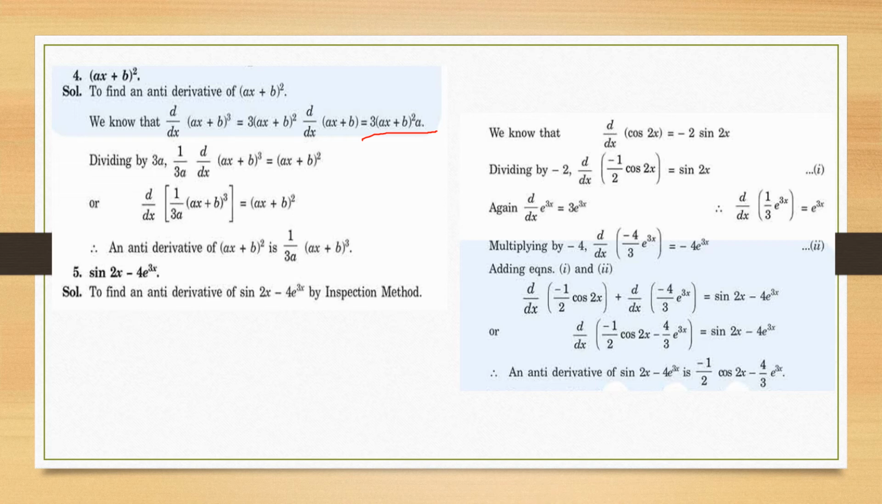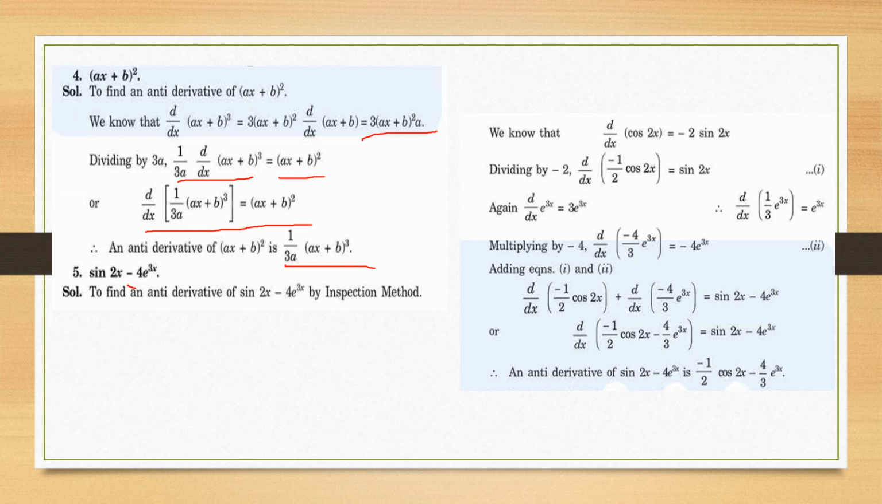Now divide by 3a. So I'll get 1/(3a) d/dx of (ax + b) whole cube is equal to (ax + b) whole square, and take it inside the bracket. So d/dx of [1/(3a) (ax + b) whole cube] is equal to (ax + b) whole square, right? So in an examination, it is not required that you follow this method. You have to choose for yourself. We are just discussing it as it is asked in an exercise like this.